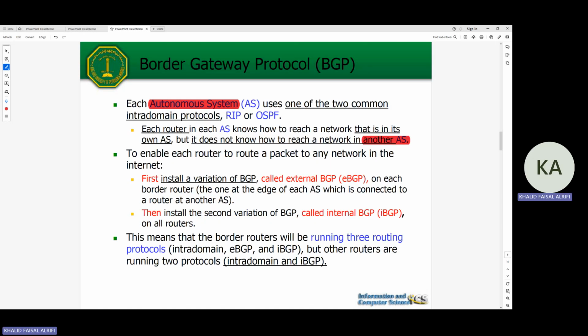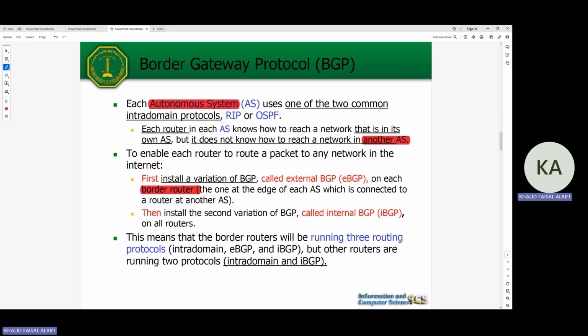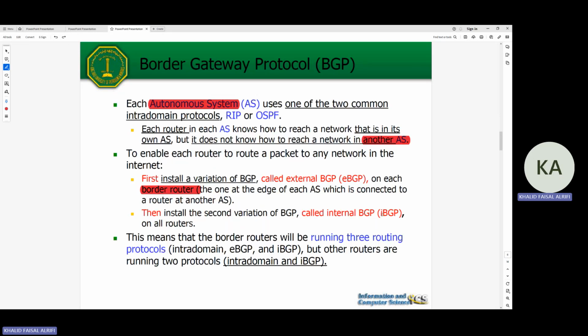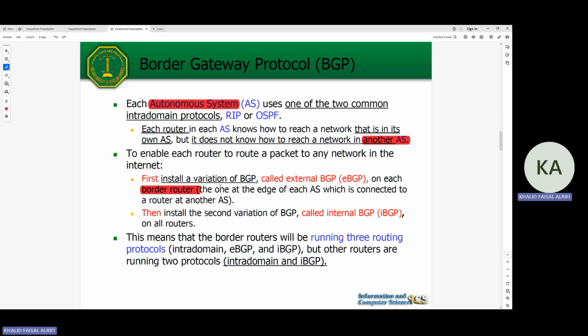So each one of them will have eBGP. Okay, so here we have eBGP on each border router, as we said. Then install the second variation of BGP in order to let these communicate with each other, like this one communicates with this, communicates with this. How are you going to do this? By the internal BGP, iBGP. So each one of them will have iBGP, but the border one will have iBGP to communicate with the autonomous system itself, and the eBGP in order to communicate with the other autonomous systems that are outside.